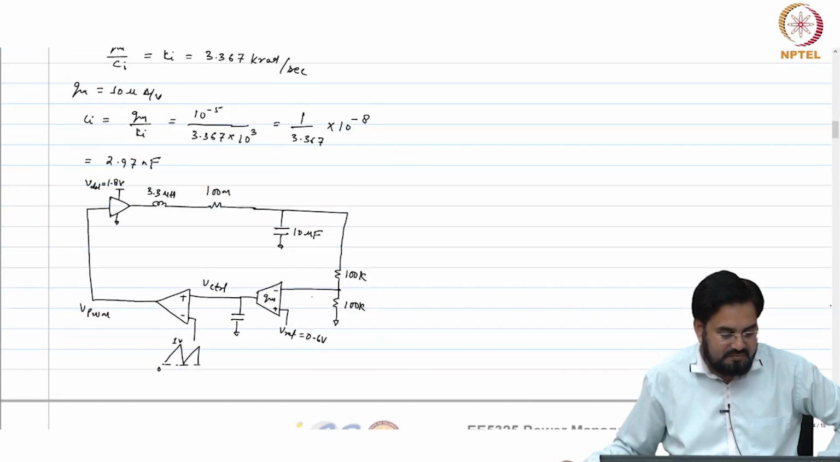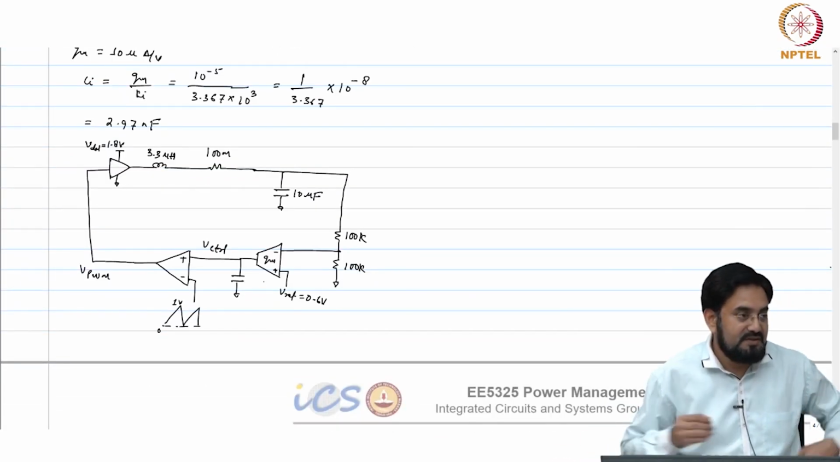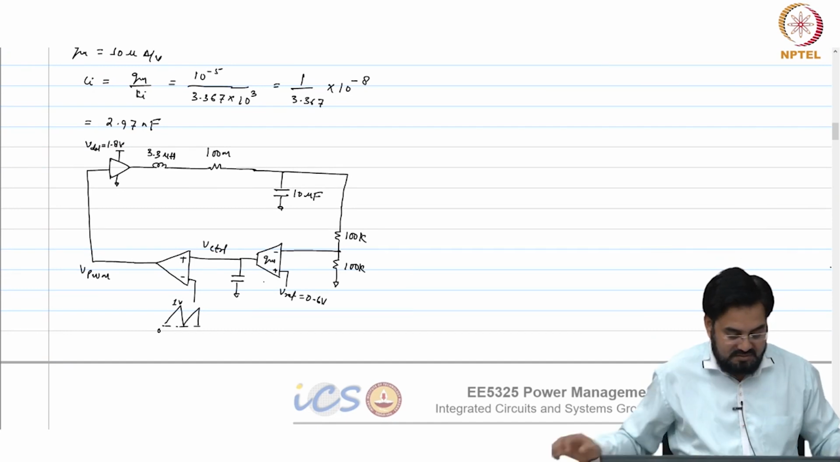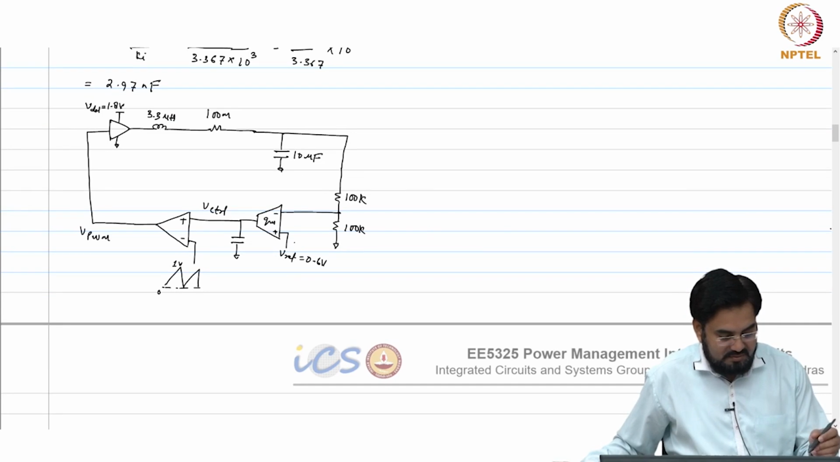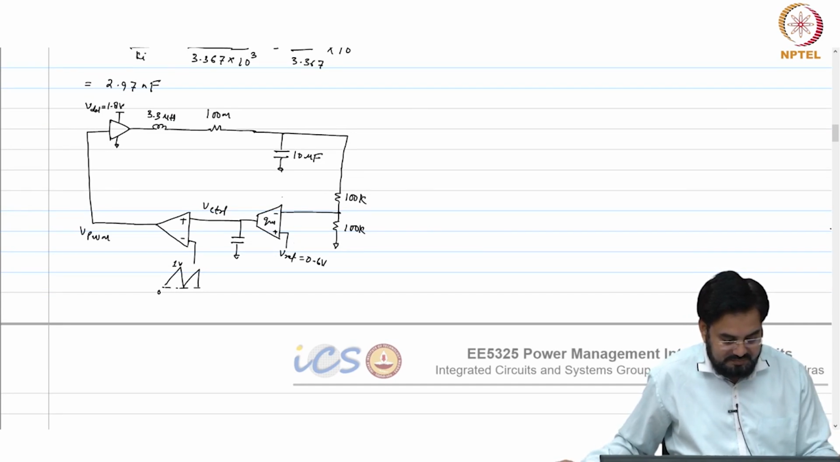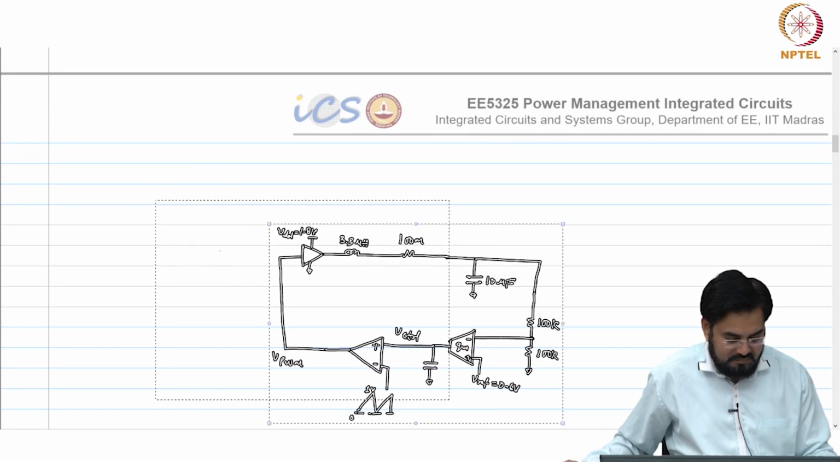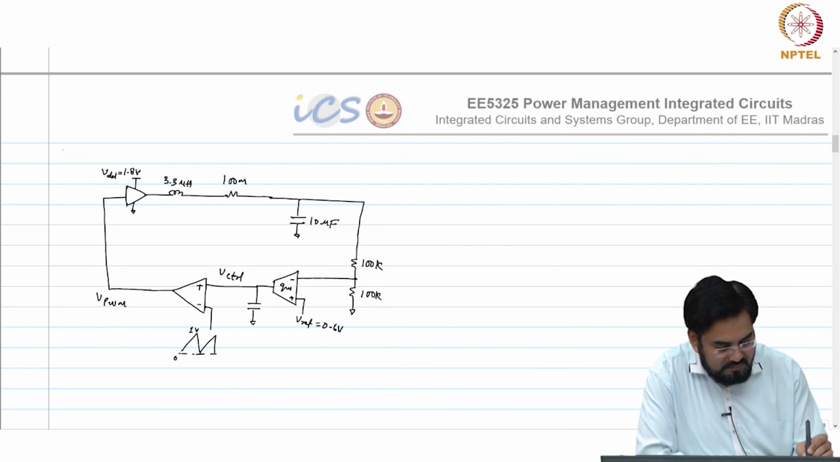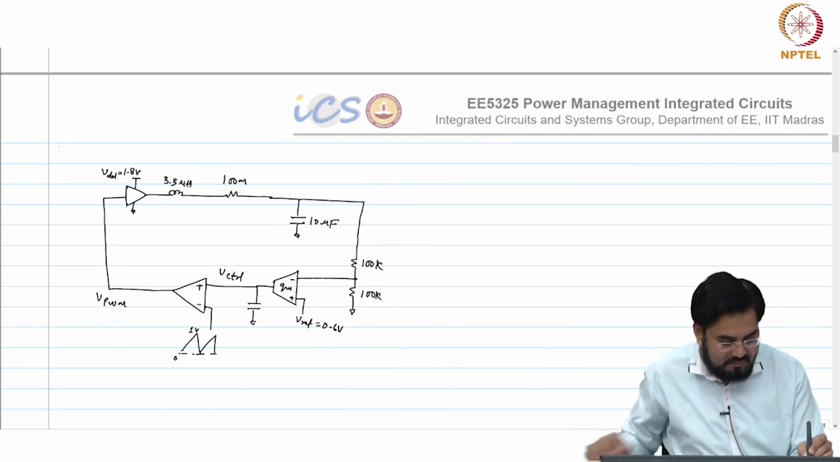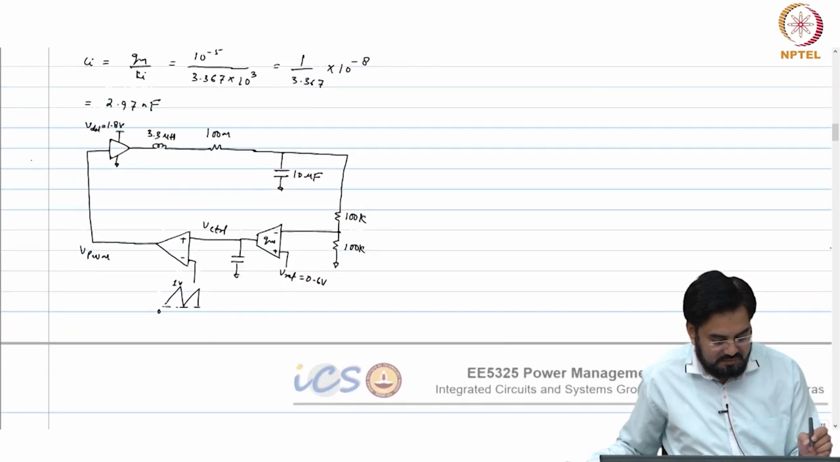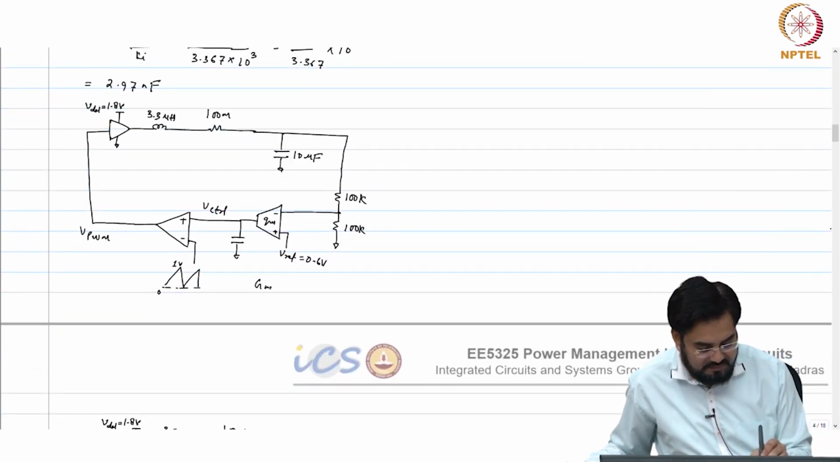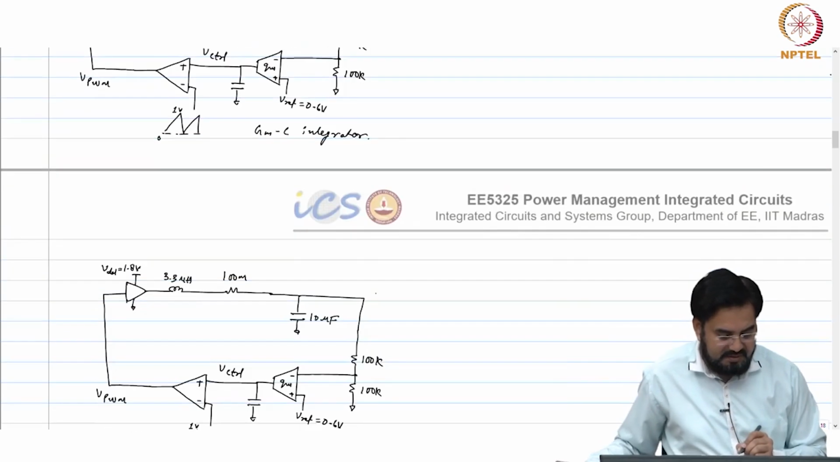Now if I want to design the same thing using an op-amp RC integrator, so let's copy this. So this is the GMC integrator.